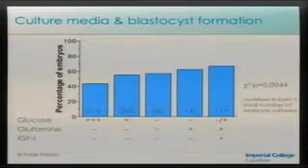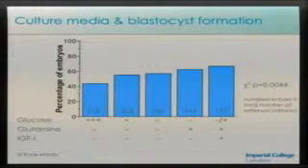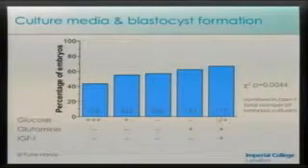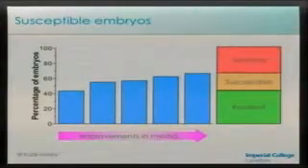So the first thing we did was reduce the glucose, and that improved things a bit. Then we removed it entirely, and that improved things, well, yeah, okay. Then we started adding amino acids, slight improvement, and then we started adding growth factors. As you can see, it wasn't stunning.